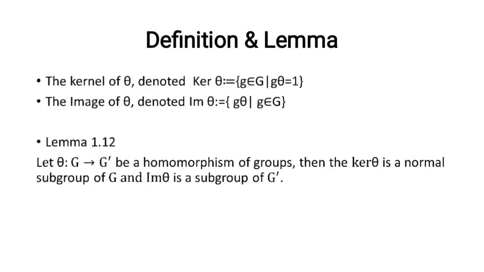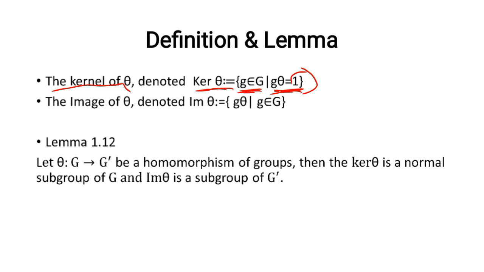The first definition is the kernel of theta. The kernel of theta is the collection of all elements g in G such that when theta takes it, it is mapped to the identity 1. So everything mapped to 1 is collected, and that is what we call the kernel. So the kernel collects everything mapped to the identity.